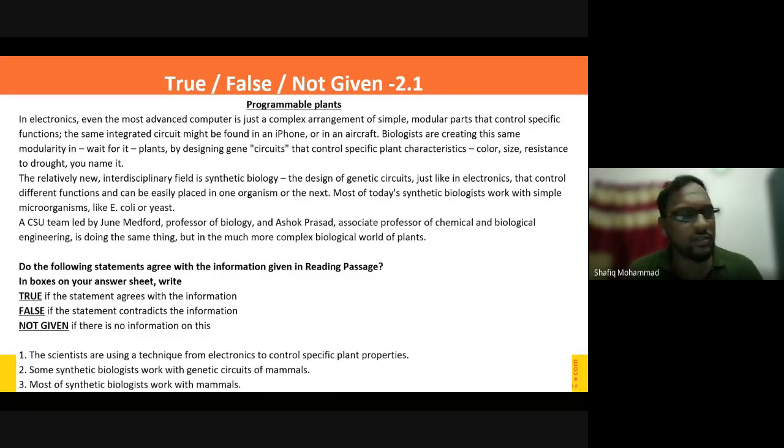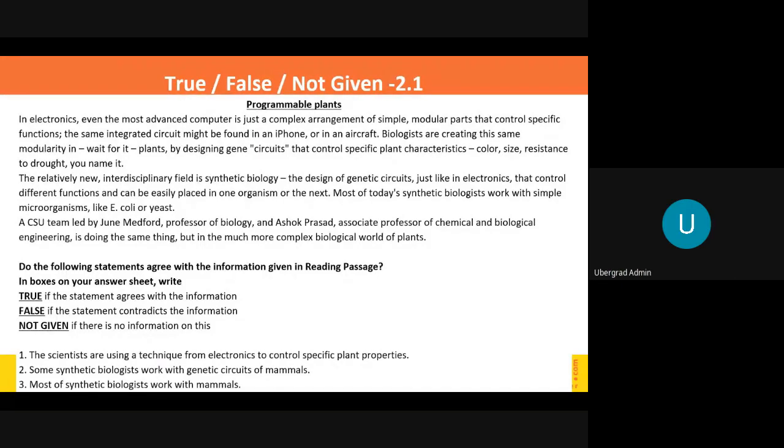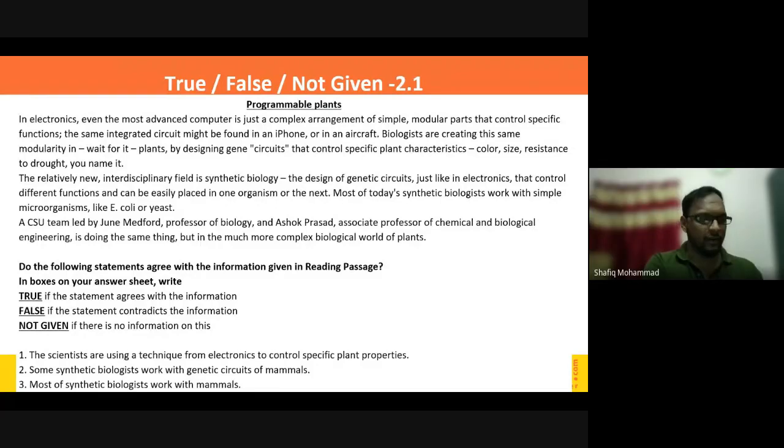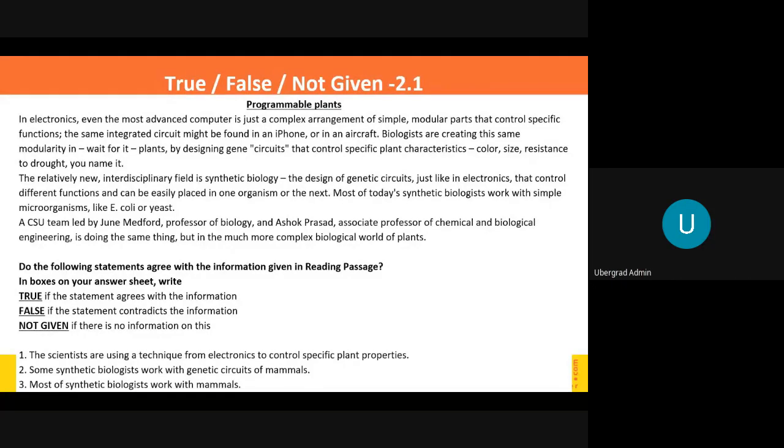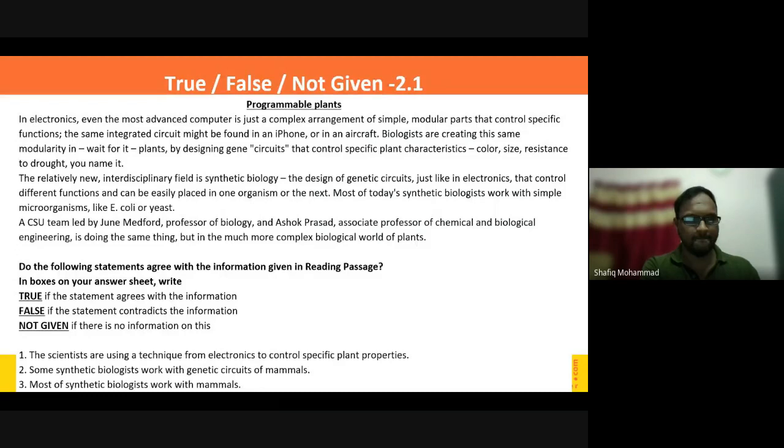Ma'am, are we going to send the poll or are they going to type it in? No, sir, just in the chat box itself. It's in the chat box, right? Okay. So I think many of them have given the right answer.